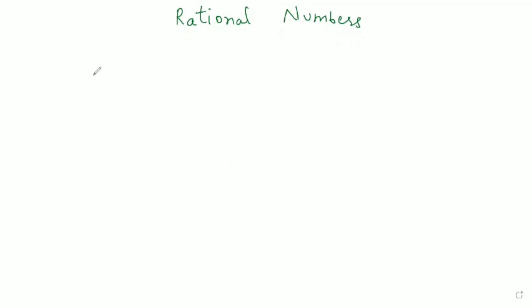Today in this video, I am going to solve chapter Rational Numbers for class 7, exercise 4.1, question number 7.